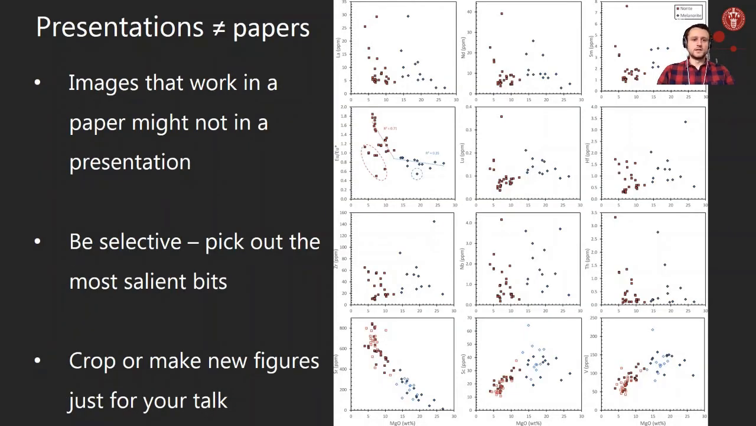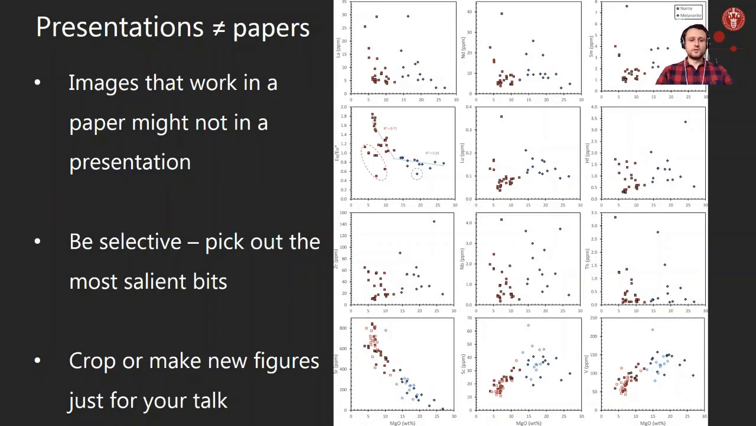It's important to recognize that presentations are not just a verbal form of a paper. So images that work in a paper might not work at all in a presentation. This monstrosity on the right is from one of my own papers, and it's debatable whether this should even be included in a paper because there's so much information in it. But particularly in a presentation, the audience is just going to look at that and they're going to take nothing from it because there's just too much going on, and the text and the symbols end up being very small and hard to read. So be selective, pick out the most important parts of the figures that you want to show, the bits that really illustrate your argument and your point.